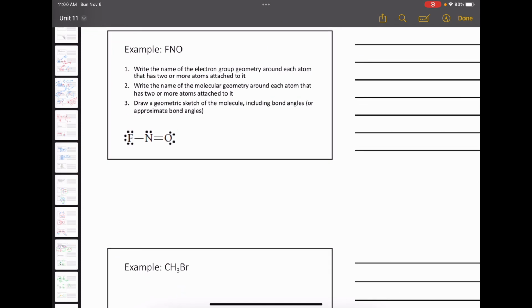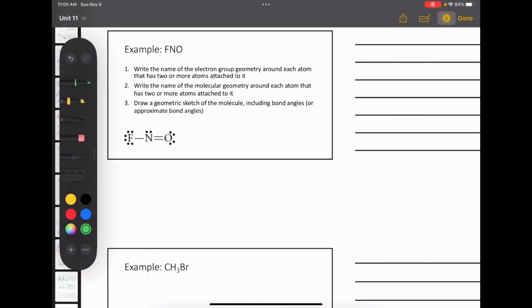So first, we write the name of the electron group geometry around each atom that has 2 or more atoms attached to it. So as I did earlier, the nitrogen is going to be our central atom, correct? Because it has 2 or more bonds. Now we need to count our electron groups. Electron groups, that means all the electrons, bonding and non-bonding pairs of electrons. How many do I have? I have 1 with the fluorine, a second one as a lone pair, and a third one with the oxygen. So in total, I have 3.